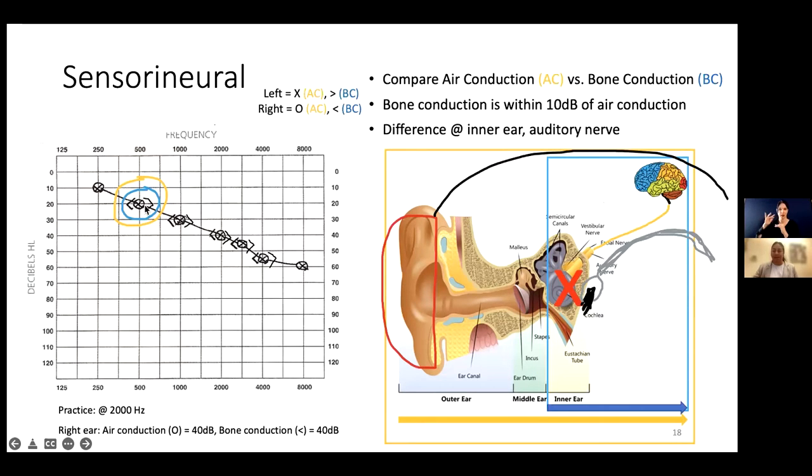So for example, in this child at 500 hertz, which is a low frequency sound, the right air conduction threshold indicated by the circle is at 20 decibels. The bone conduction threshold, this arrow here, is also at 20 decibels. There is no difference in this child's ability to hear when sound has to pass through the entire hearing system compared to when it goes directly to the inner ear. That means there's no blockage there. And that's what we call a sensorineural hearing difference.